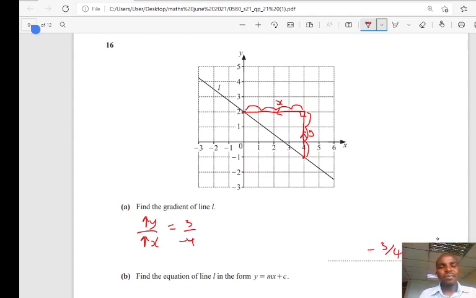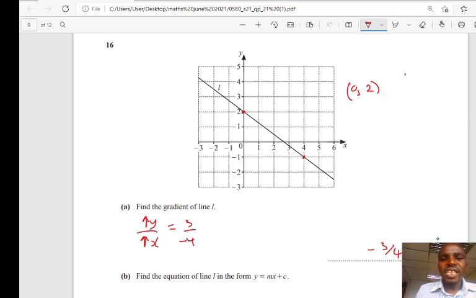Or the other thing, you can just pick any 2 points that you want. Like the point that I have initially marked here. I've already marked here. I can use the same point. This point is x0, y2. Then the other point, this point is x4, y minus 1. Then you can use gradient.